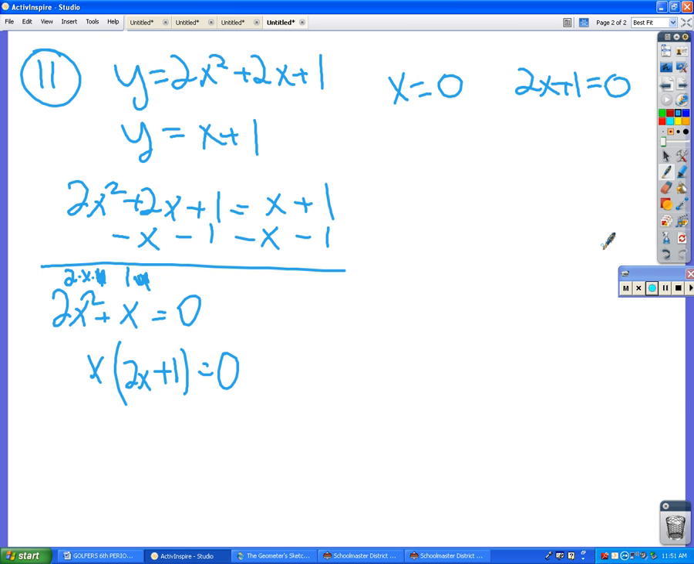Okay? So x equals 0, we're done. That's our answer. Let's plug that in. So if I plug that into here, 0 plus 1 is 1. So I get x equals 0 and y equals 1.